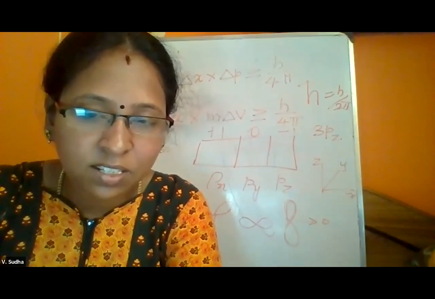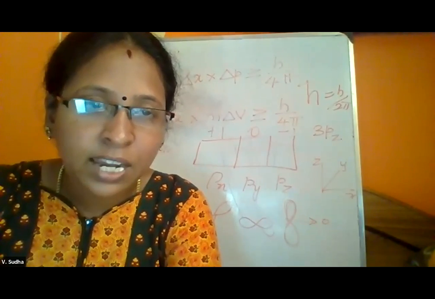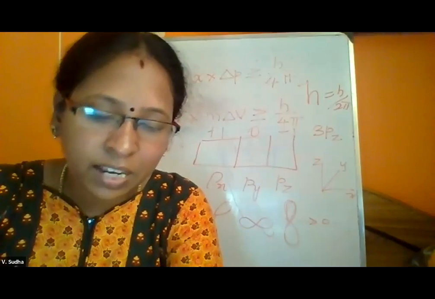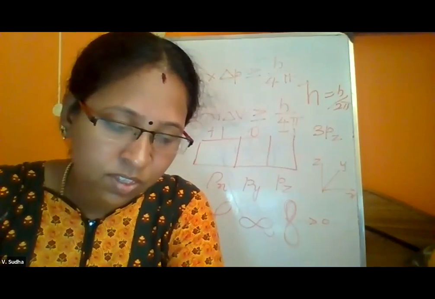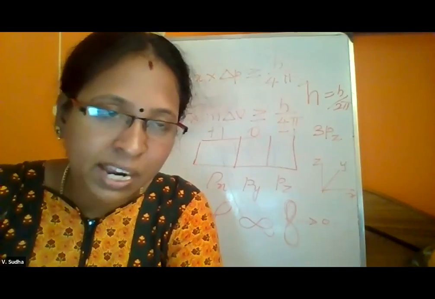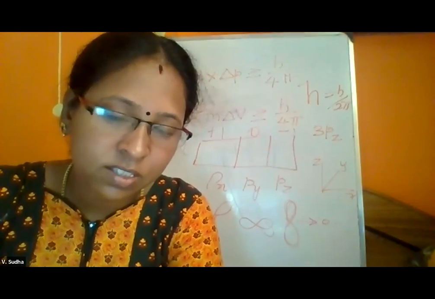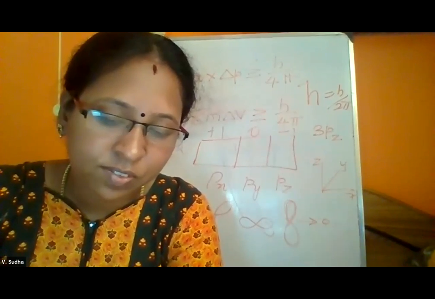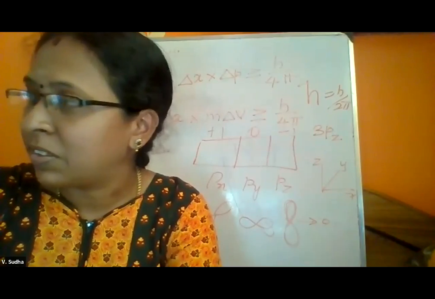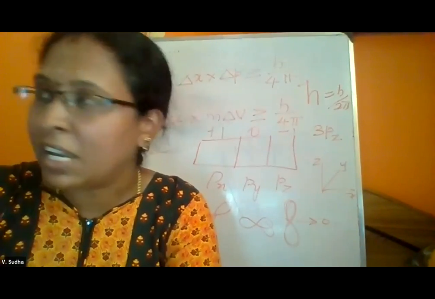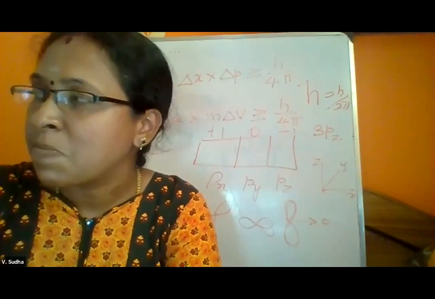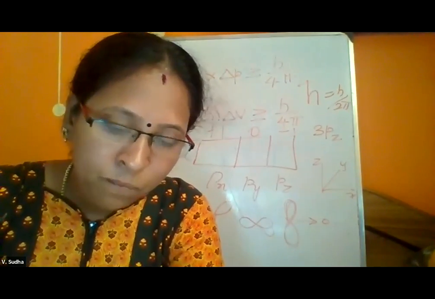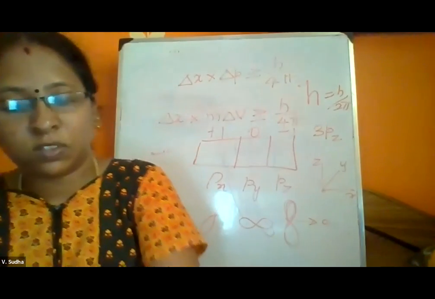Option C: N equal to 3, L equal to 2, M equal to minus 3, S equal to minus half. Option D: N equal to 3, L equal to 2.